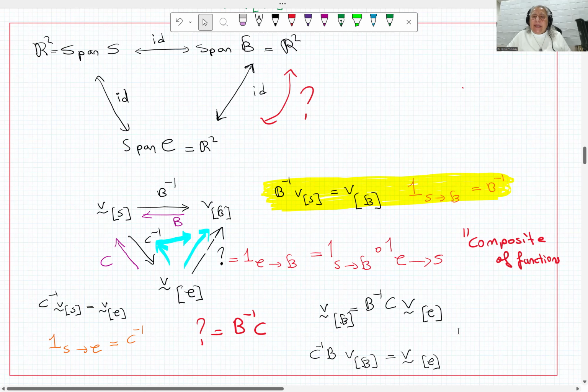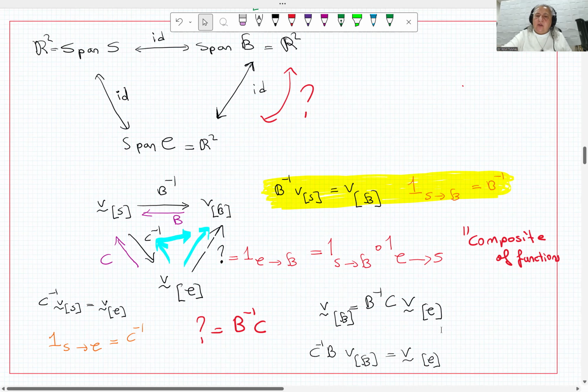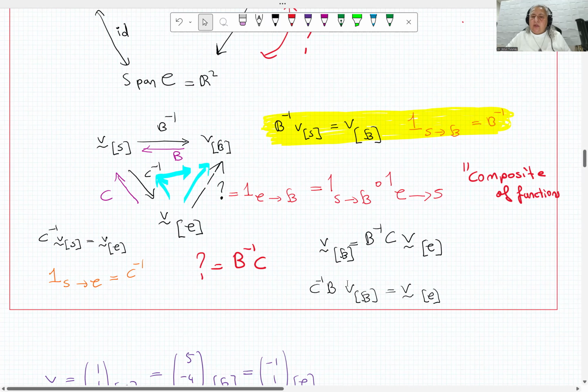And this is exactly equivalent to this equation as well, because you're multiplying from this side by B, and then multiplying by C inverse, you will get VC, the coordinate vectors with respect to C on this side, and the coordinate vector with respect to B on this side, but you're applying the B map first and then the C inverse map.